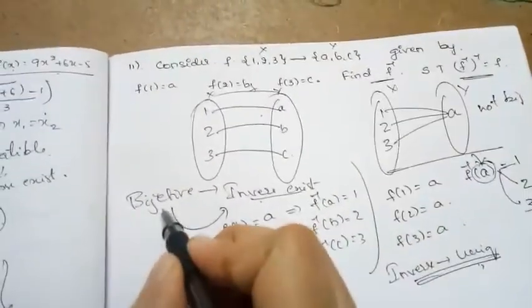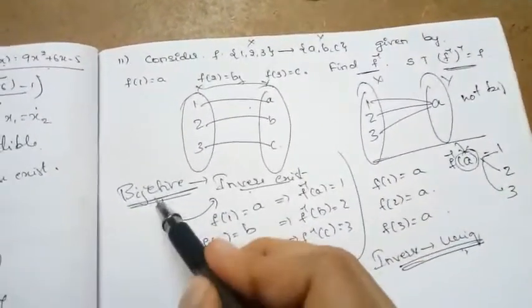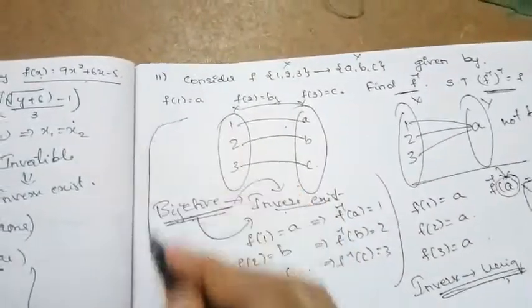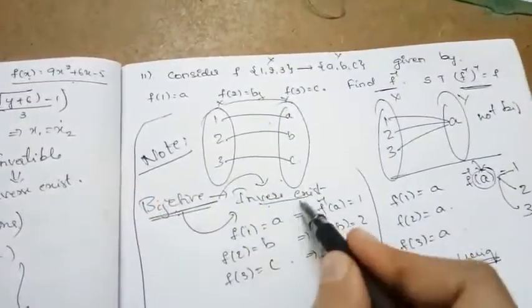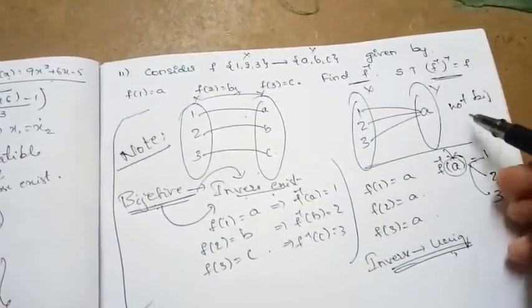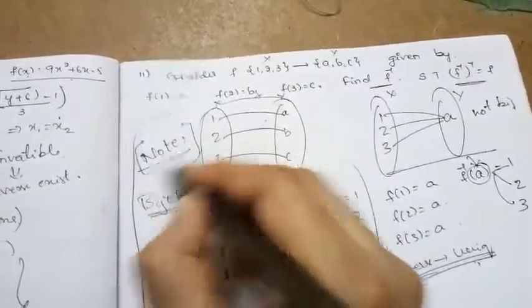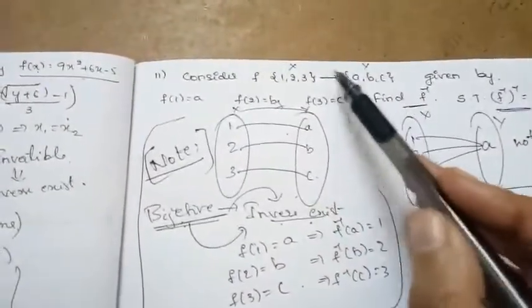So to get a unique inverse, we must have a function which is bijective. If it is bijective, then only the inverse exists. So this is one of the notes where I clubbed the bijective concept and the concept that the inverse exists and is unique, which is the previous concept, together to give one important hint through this example. So now let us move to the given question.